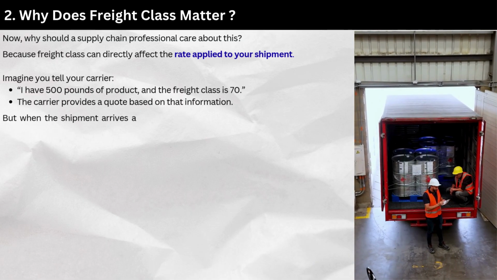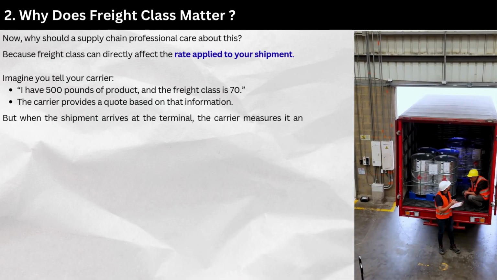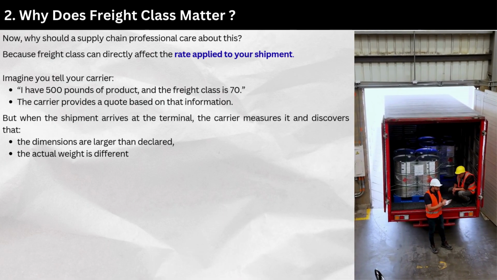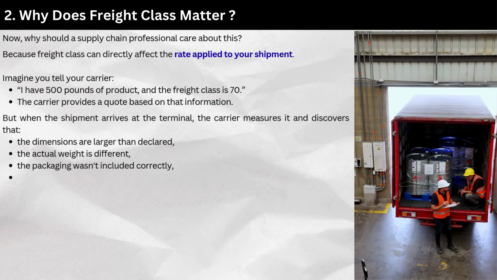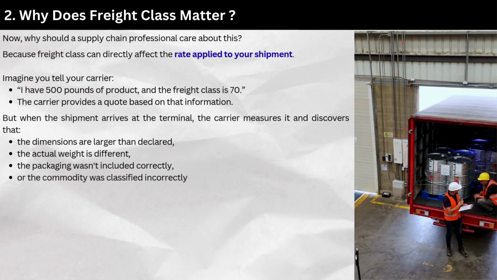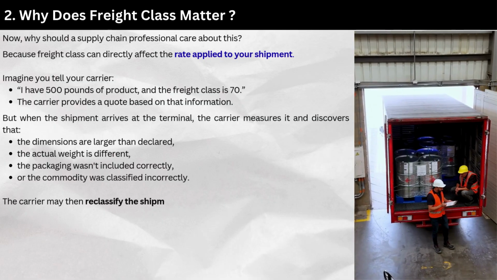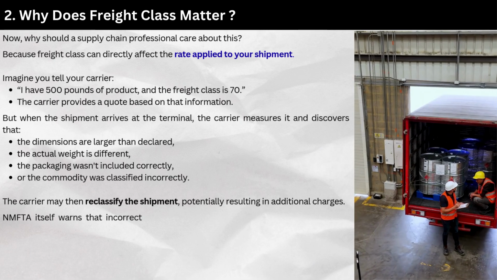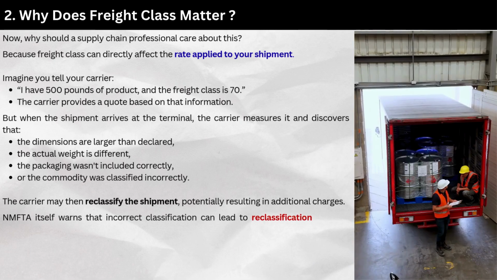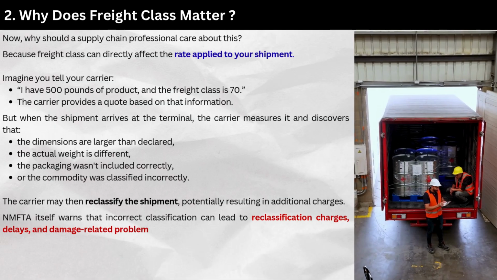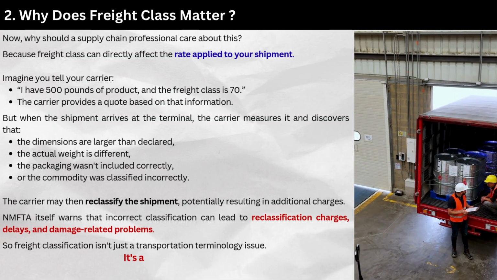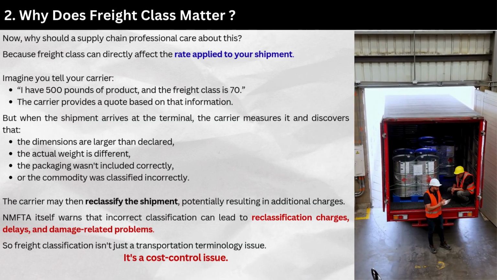But when the shipment arrives at the terminal, the carrier measures it and discovers that the dimensions are larger than declared. The actual weight is different. The packaging wasn't included correctly, or the commodity was classified incorrectly. The carrier may then reclassify the shipment, potentially resulting in additional charges. NMFTA itself warns that incorrect classification can lead to reclassification charges, delays, and damage-related problems. So freight classification isn't just a transportation terminology issue. It's a cost control issue.